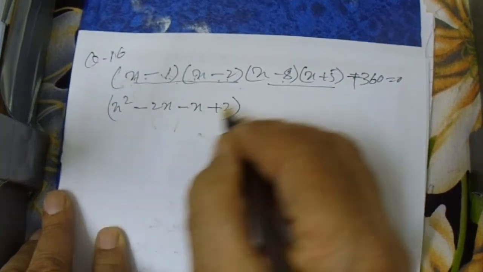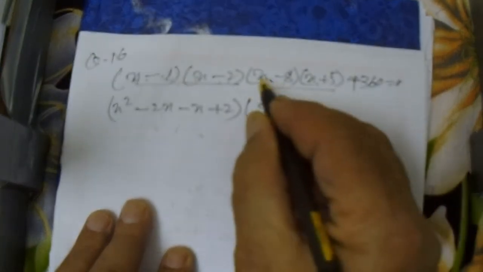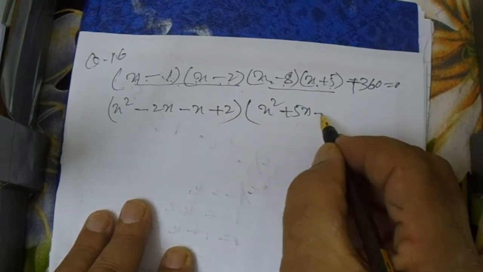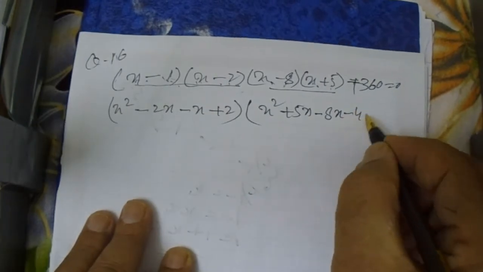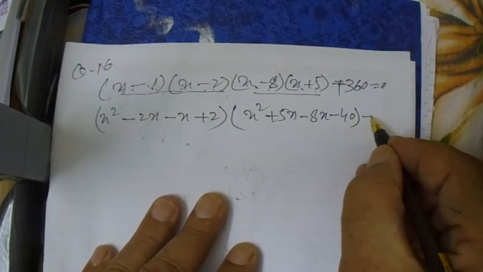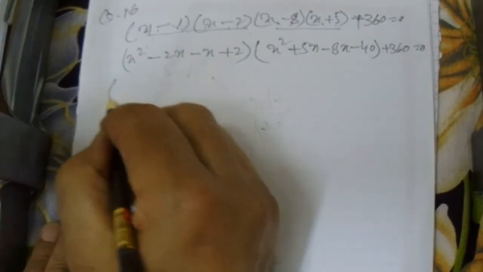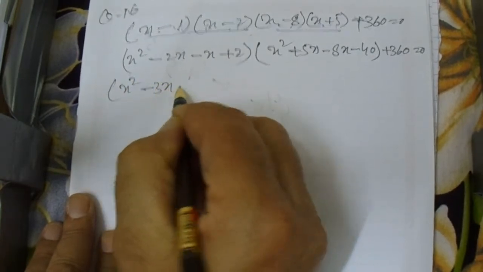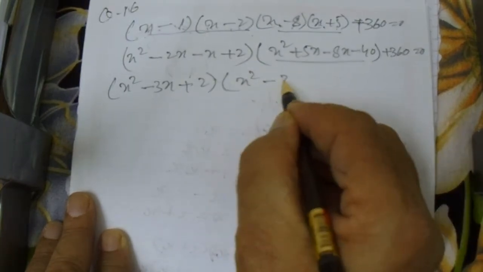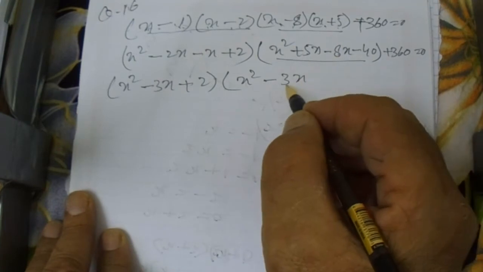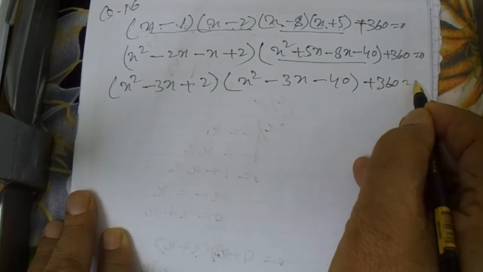Now this is written as x times x, x square, plus 5x, and minus 8x, and minus 8 times 5, and we get minus 40, and again plus 360 is equal to 0. Now again x square minus 3x plus 2, we write this, and again x square minus 3x, this 5x minus 8x we write minus 3x, and minus 40 and plus 360 is equal to 0.